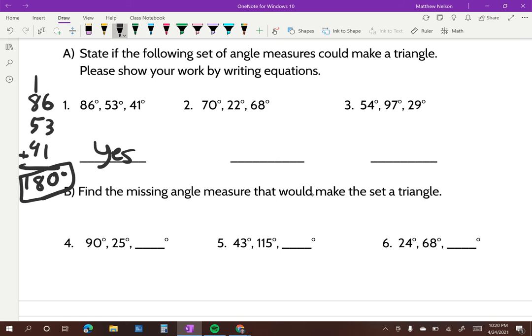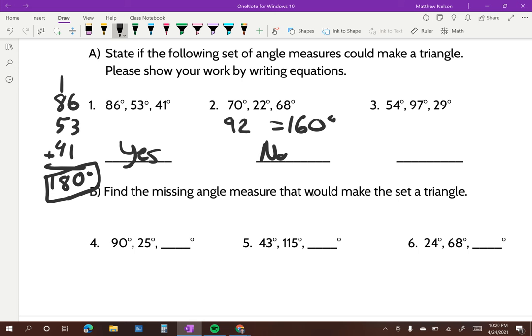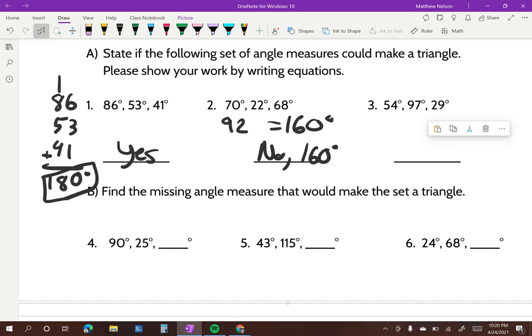All right, now we're on to number 2. Got to add these up, see if they equal 180 degrees. Let's see, 70 plus 22, that's going to give me 92, plus 68, that's only going to give me 160. So no, reason being 160 degrees. Go ahead and try this third one on your own, and then we'll talk about it.